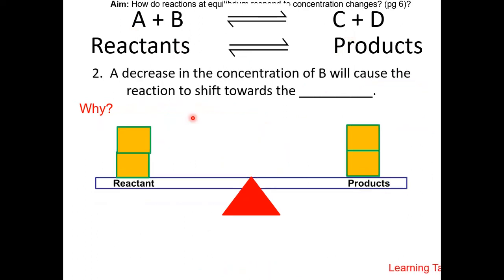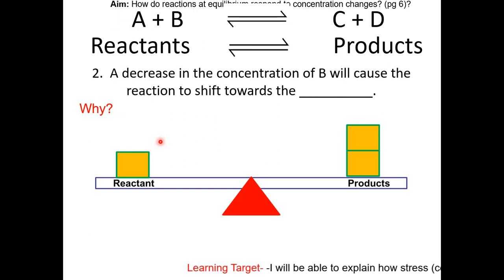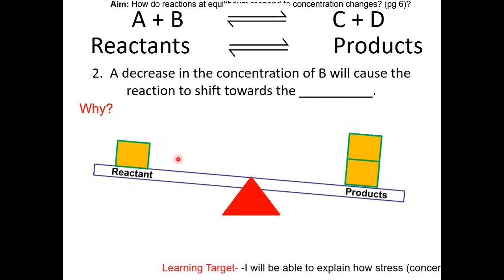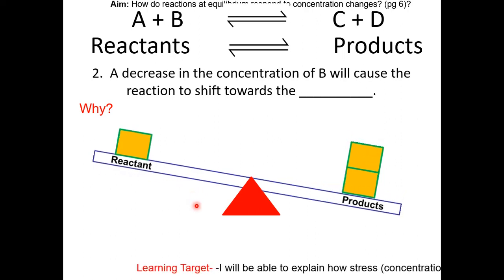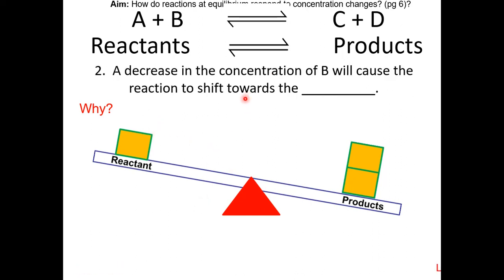Let's look at question 2. A decrease in the concentration of B will cause the reaction to shift towards what? We're first going to draw a balance beam. Since B is a reactant and we're decreasing it here, we're going to remove the box in the reactant side. This will cause the balance beam to tilt. Now we can clearly see how we can make the balance beam balance again. We need more reactants. Therefore, the reaction is going to shift towards the reactant side.